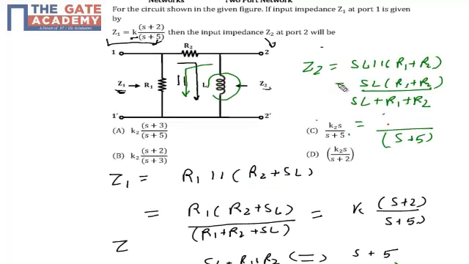So it will be s times (R1 plus R2), which is another constant. So I can write this as K2 times s upon (s plus 5). So my correct option is option C. In this case, C is my correct option. Thank you.